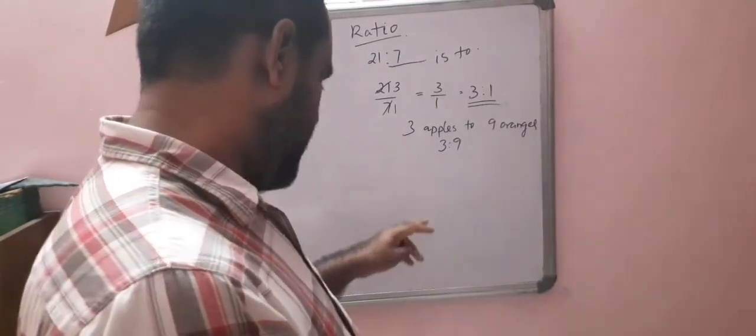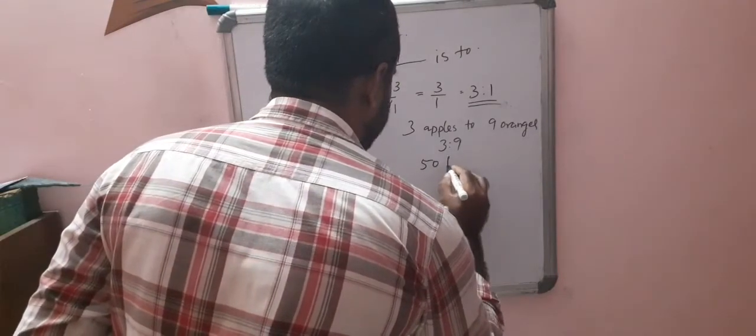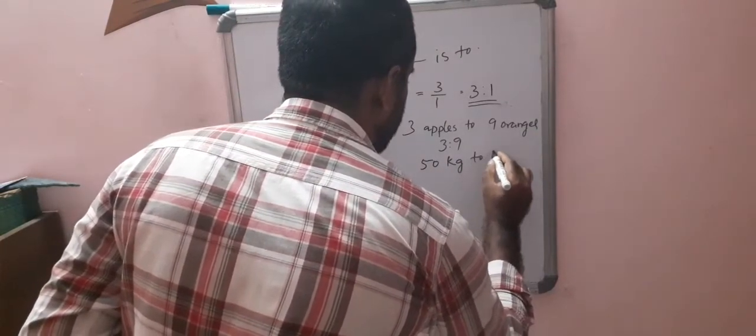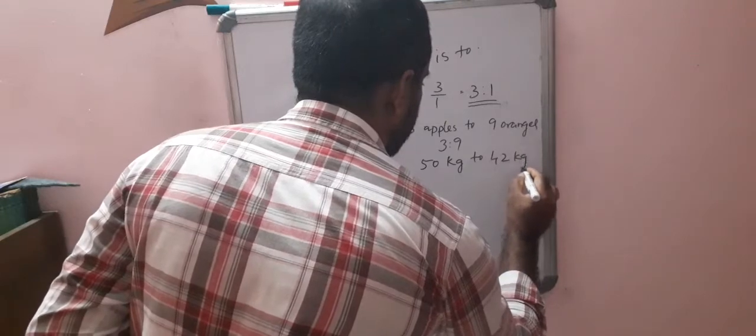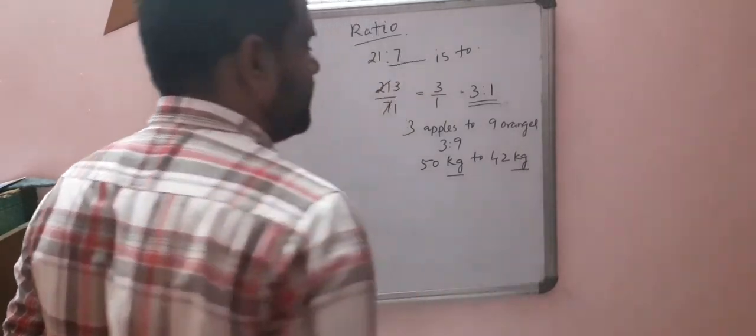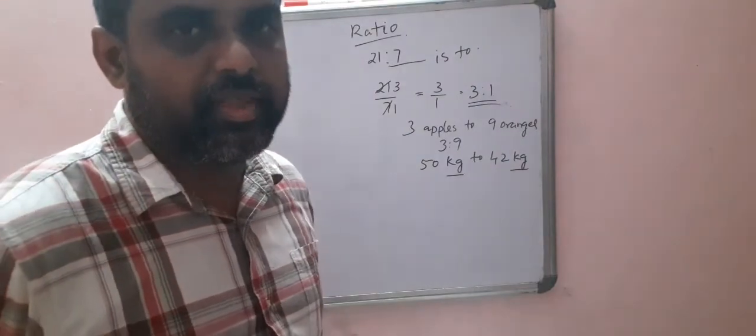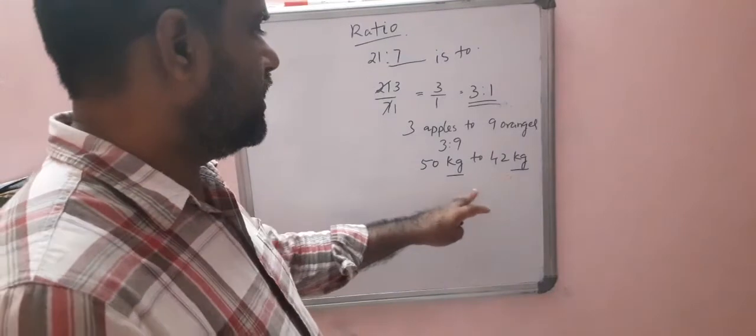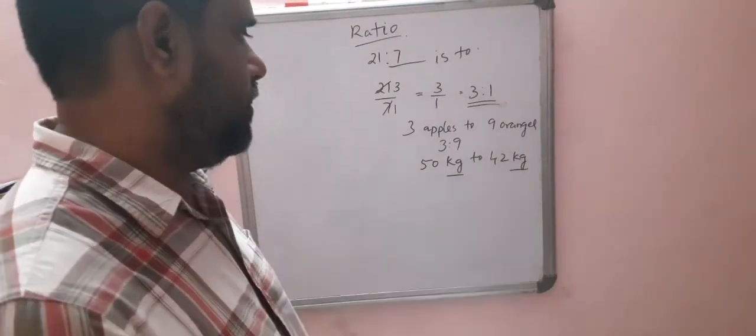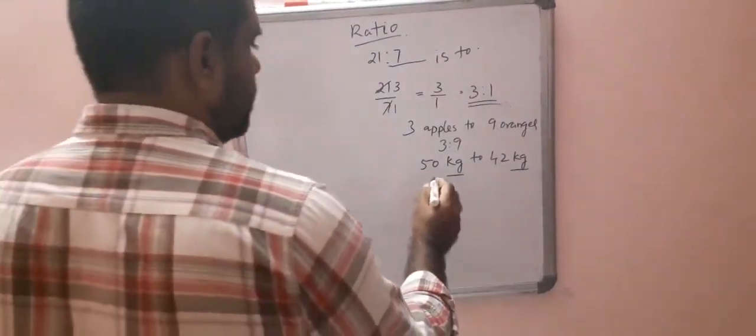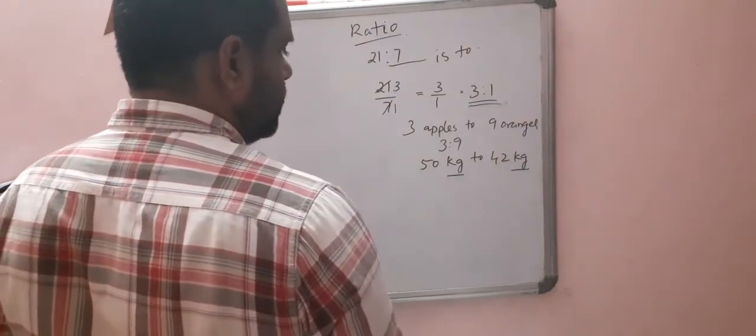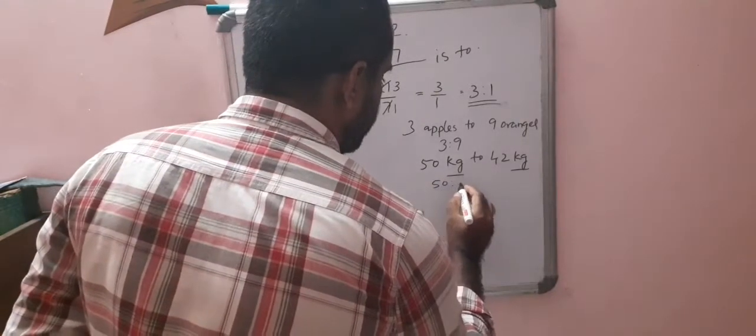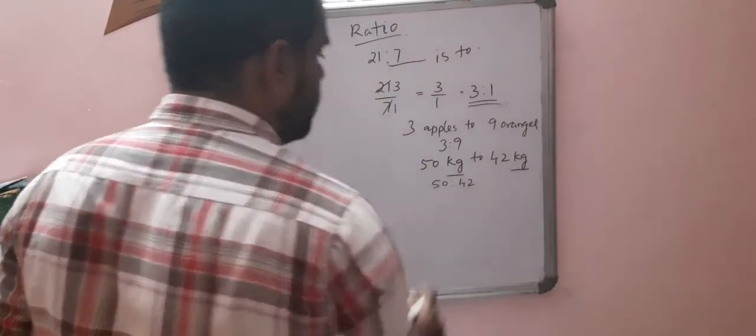And another example can be, I can compare maybe 50 kg to 42 kg. Here you can see these are the same units. So the unit should be the same when you compare. The unit mentioned should be the same for the quantities. So how can we simplify this problem? So 50, we can write it as 50 is to 42.